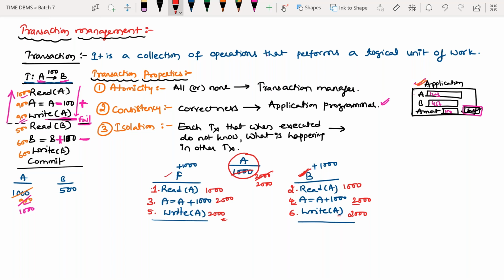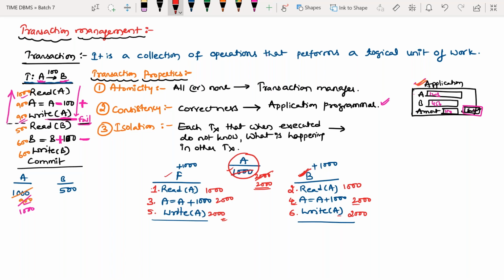My account already has 1000. When my father and brother both give 1000 each, my account should become 3000. But here it became 2000. It means it causes a loss of 1000 rupees. Now, why did this loss occur? Because of the isolation property, this loss occurred.